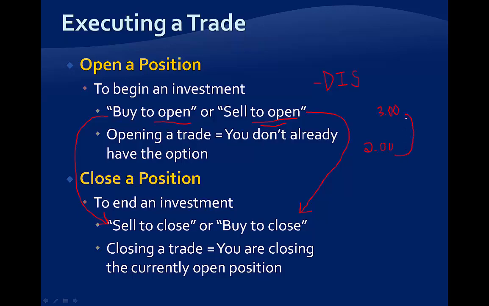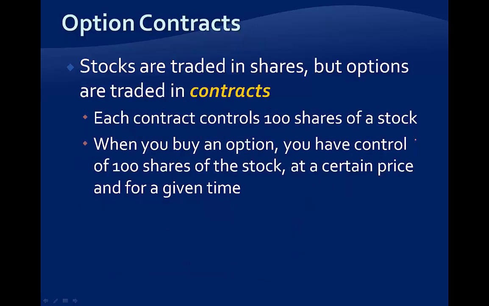And you can enter and exit these trades. The options market is open during the same time period as the stock market. So it opens at 9:30 a.m. Eastern Time. It closes at 4 o'clock p.m. Eastern Time, just like stocks. Stocks are traded in shares. Options are traded in contracts. Each option contract controls 100 shares of the stock. So when you buy an option, you literally are taking control and ownership over 100 shares of the stock. You have control over that stock for a certain amount of time and at a certain price.